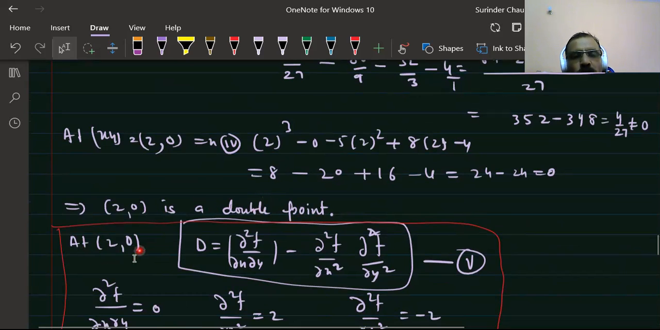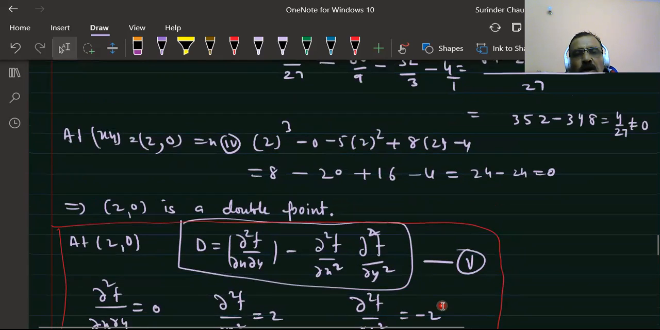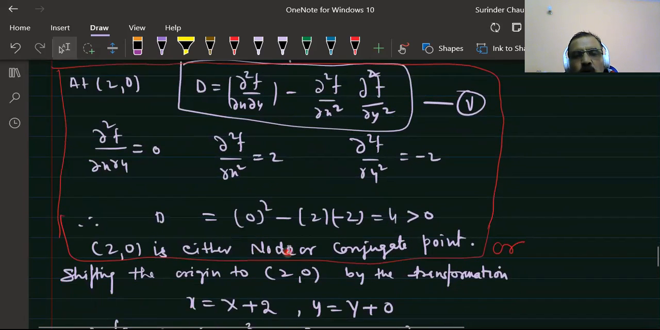Now at (2, 0), we'll find the value of D. We will find the second partial derivatives, partial squared f by partial x squared, partial squared f by partial x partial y, and partial squared f by partial y squared, at (2, 0) and substitute the values in this equation. After finding the values, D comes to 4. Now we have to decide whether the double point is a node or a conjugate point.